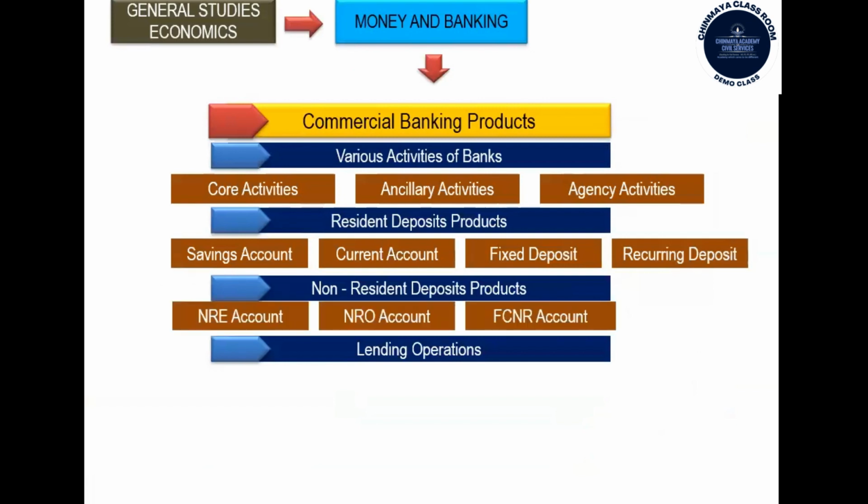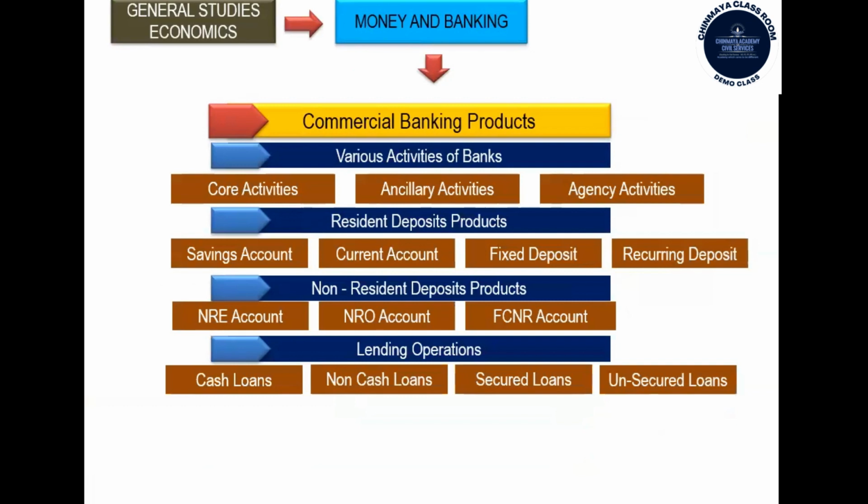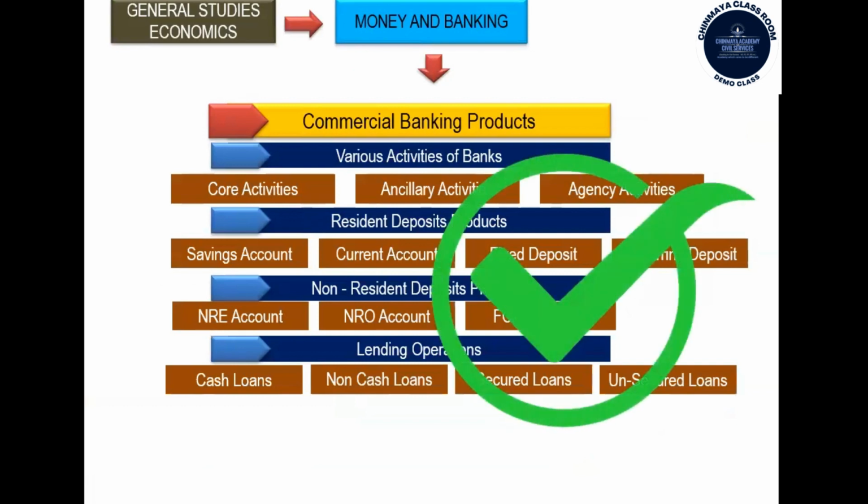So with this, we are done with the core ancillary and agency activities, demand deposits and time deposits, NRE, NRO and FCNR accounts, and loan types, cash loans, non-cash loans, secured loans and unsecured loans. From here, we will be digging deep into the loan products in the form of what is called as non-performing assets. In the last 6 years, there is at least one question or 1.5 questions from non-performing assets. So non-performing asset is an important factor. So we will dig deep into the non-performing asset, which is our unit 4. Got it? Fine.